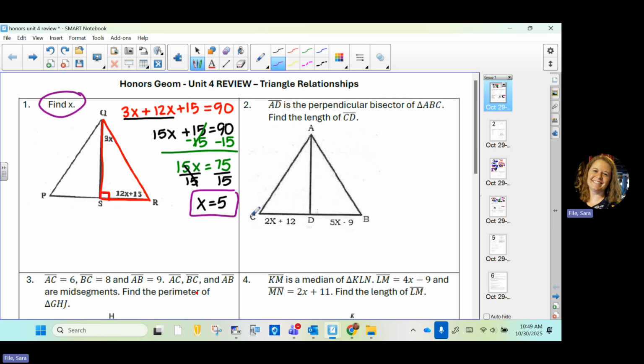The 3 times 15 is 45, and the 12 times 15 plus 15, or sorry, I don't know why I said 15. The 12 times 5 plus 15 is 75, and the 3 times 5 is 15. So if you plug them back in, you get 15 and 75. And do 15 and 75 add to 90? They do. So you can kind of check as you go with those.